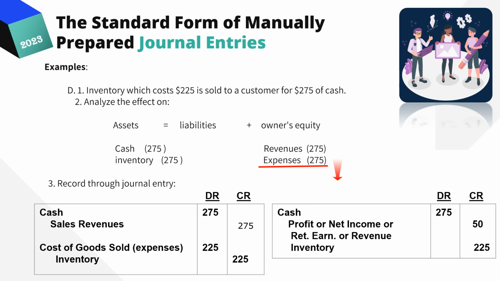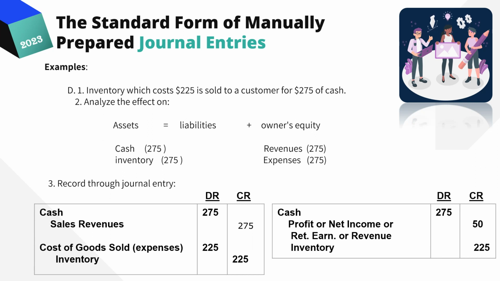This might be a little confusing to you because we have this arrow next to expenses. Expenses are actually increasing, so why am I showing a decrease here next to expenses? The answer is that increasing expenses have a negative effect or a decreasing effect on owner's equity. This down arrow here shows the decrease in owner's equity from increasing expenses of $225 worth.